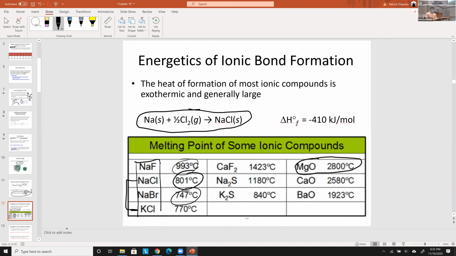Because, yeah, I'll say like BaO, right? Barium is pretty far down in the periodic table, and oxygen is bigger than fluorine. So this is a pretty big distance. Meanwhile, the energy is still, it takes 1900 degrees Celsius to break that bond, or to melt them, right?